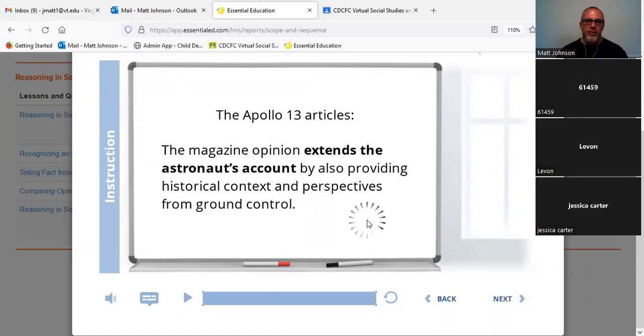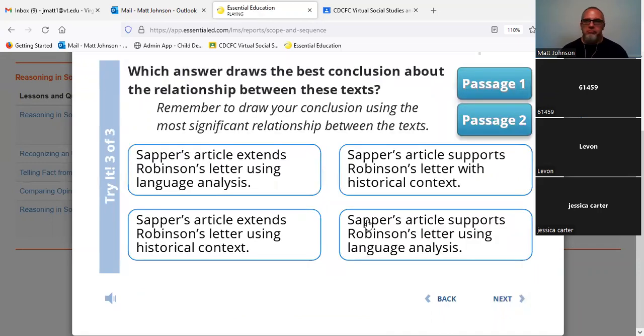Which close to answer draws the best conclusion about the relationship between these texts? Okay, so now looking at the conclusion. Last time we looked at question 2, how are they related? What are the comparisons between those two documents? Now, what conclusion can we draw? Just like she was talking about the Apollo 13 missions and her conclusion there.